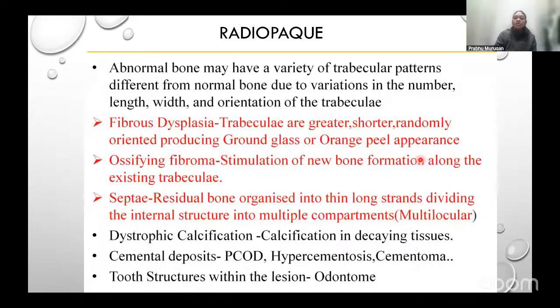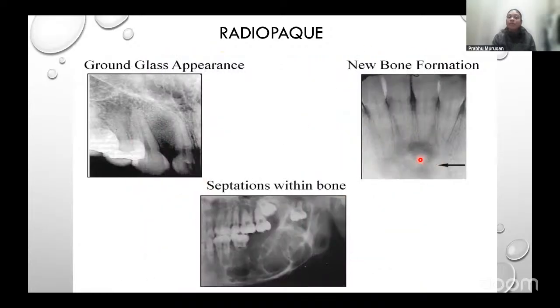Okay. So radio opaque lesions. Radio opacity can be because of any bony abnormality, stimulation of new bone formation, or residual bone that is left out, resulting in the formation of a lesion, or improper patterns of the trabeculae forming into a lesion. So these are the reasons why you have radio opaque lesions.